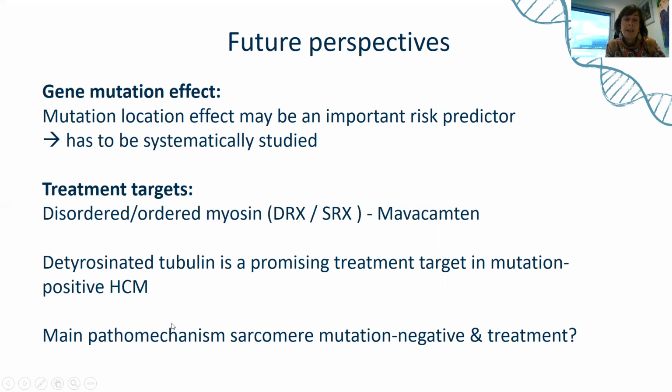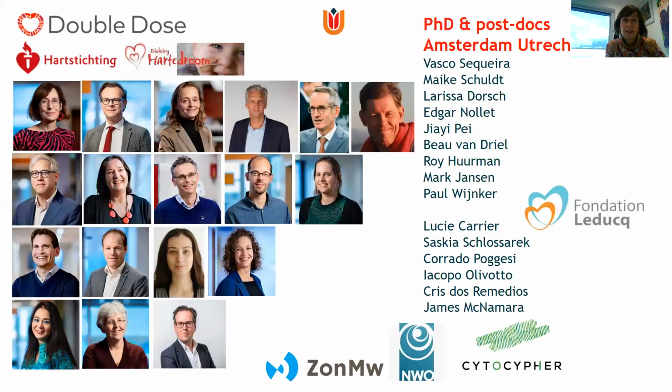And what we really need to put more effort into is defining the main pathomechanisms in the sarcomere mutation negative patient group. This is really a large group among all HCM patients, and we should better understand what is the disease mechanism in this group to be able to give a proper treatment. So many people are involved in the studies I've shown during this presentation.